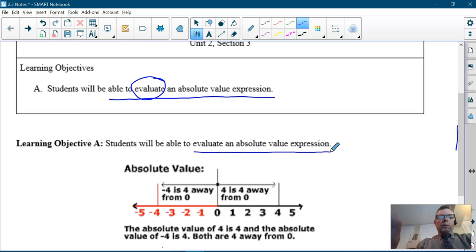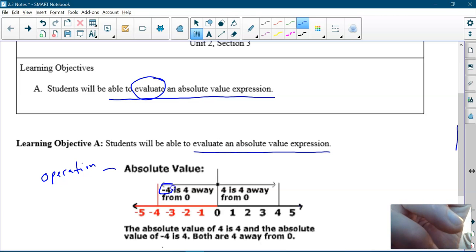Well, first let's talk about what the absolute value does. The absolute value is an operation. It actually performs an operation on the number. And the way we think about the absolute value is we think about how far away that number is from zero. So oftentimes you'll see us put the number on the number line and see how far away from zero that number is. For example, the absolute value of -4, where -4 here is to the left of 0.